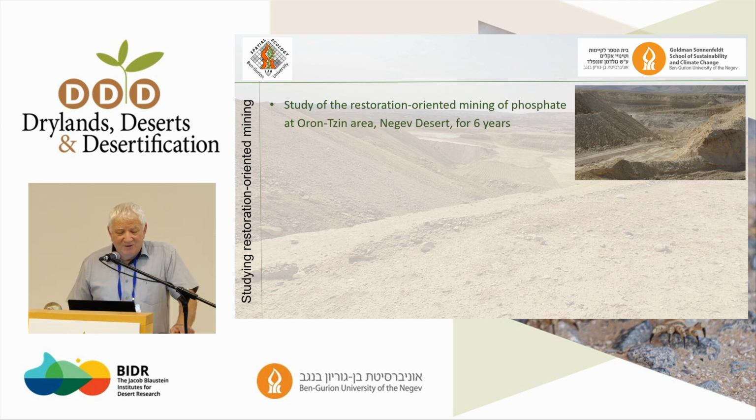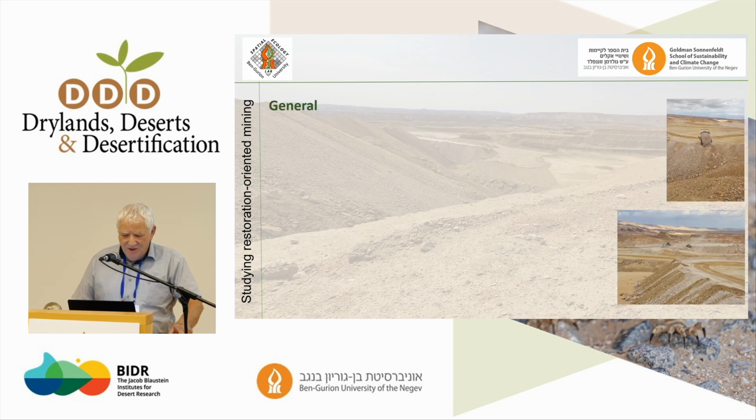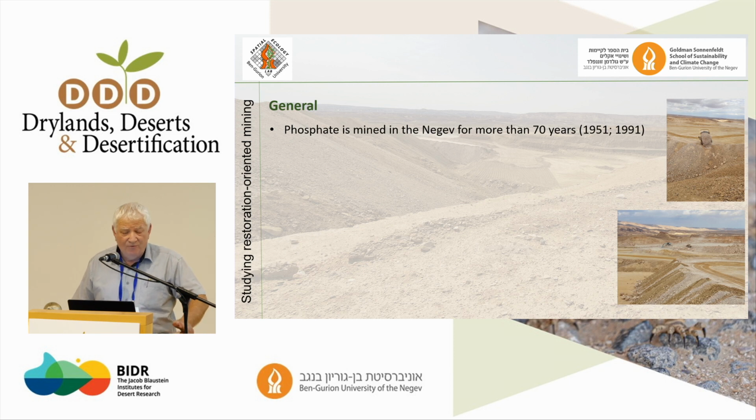So what I would like to do is say a few words and describe our system of restoration-oriented mining of phosphate at the Yaron Ziv area, Negev Desert, that we have worked on for about 6 years. Again, as I said, there are many collaborators. Some of the people are here with us, some no longer work in the lab, and a lot of collaborators like Eli Saadi, who is here, and other people that I see. I'm going to mention some of the work we have done in the last several years. In general, phosphate has been mined in the Negev for more than 70 years.